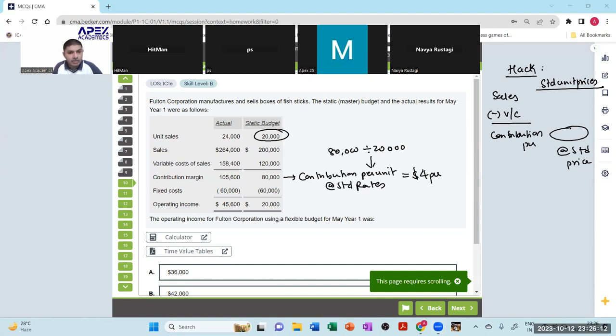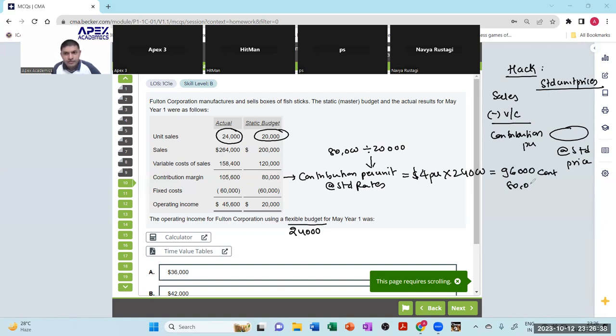They are telling you operating income using a flexible budget. Now, for how many units? The static master budget is shown. Right now, actual has to be for 24,000. So the flexible budget will be for how many units? 24,000. Agreed or disagreed? Agree. This multiplied by 24,000 gives you 96,000 as contribution. Fixed cost stays fixed under both flexible and static. So what does your answer come to?